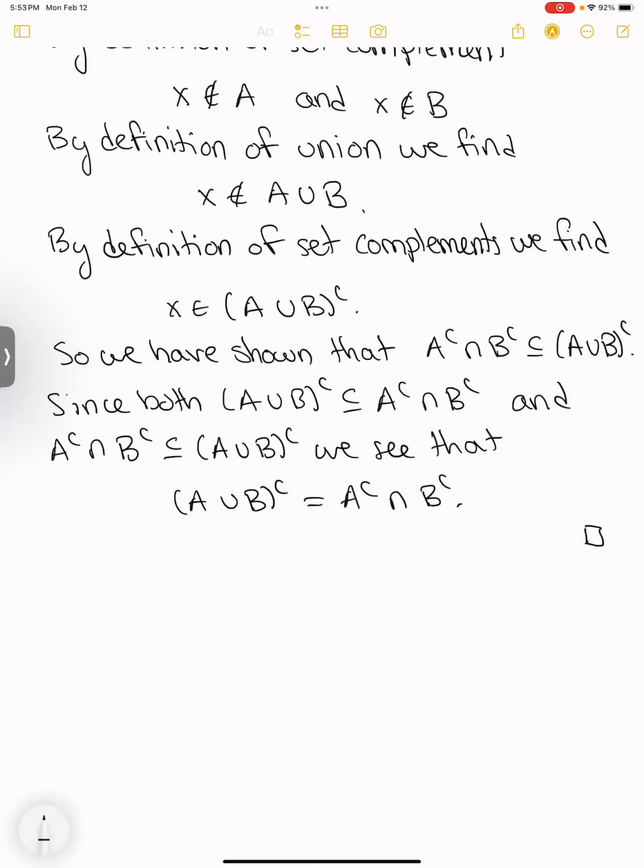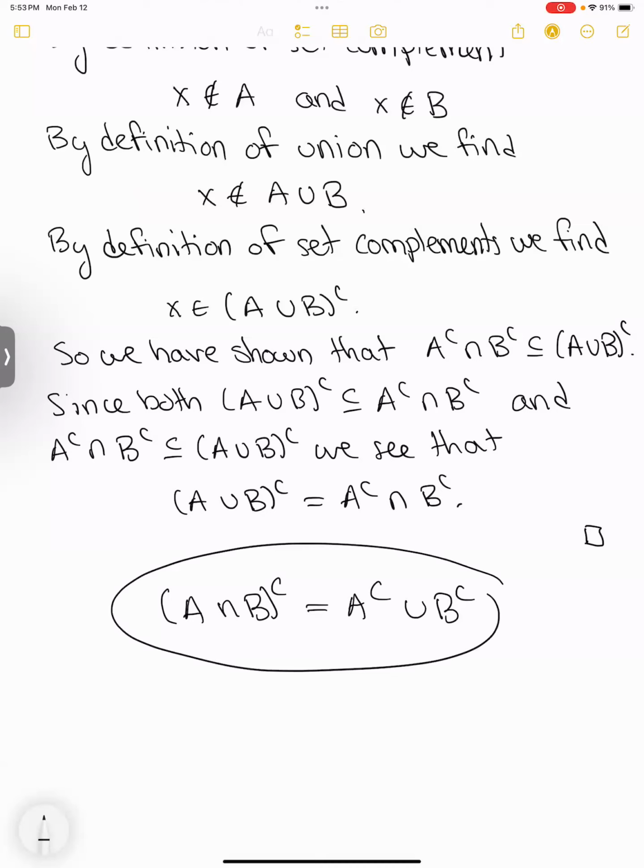Okay, so that's one of De Morgan's laws. The other one of De Morgan's laws you'll prove on the worksheet, which says that A intersect B complement is equal to A complement union B complement. On the worksheet.